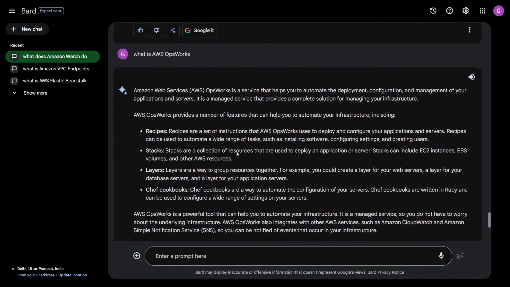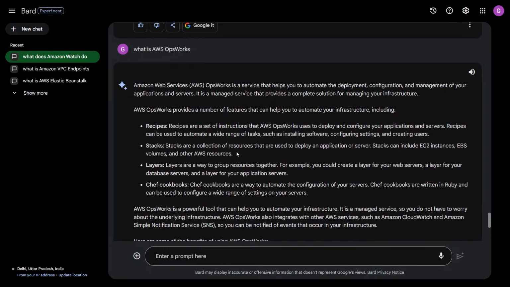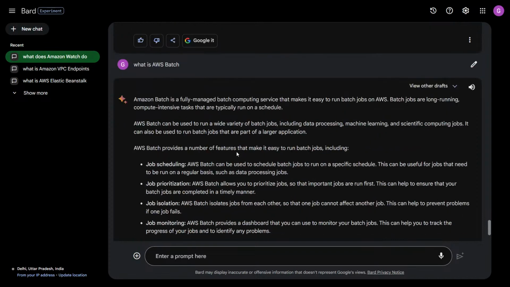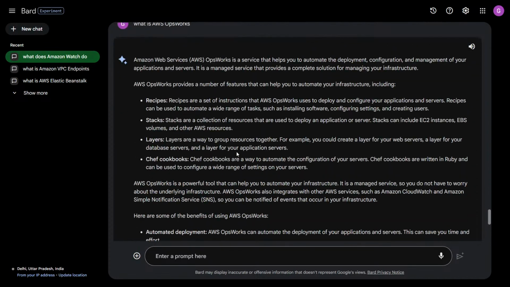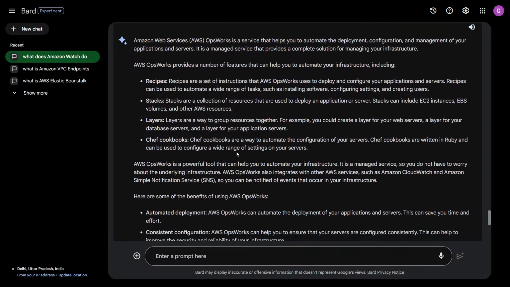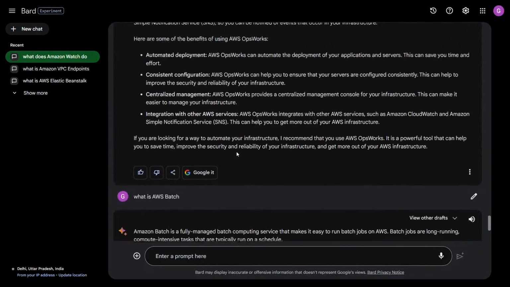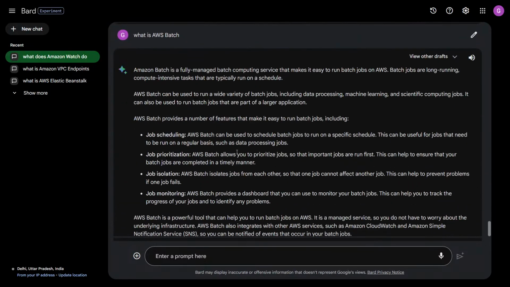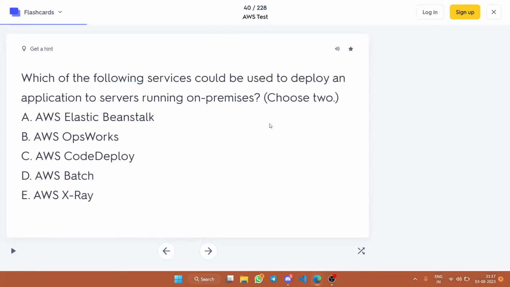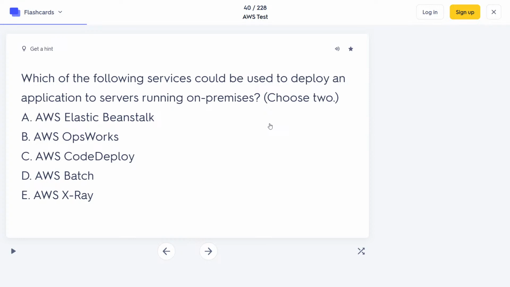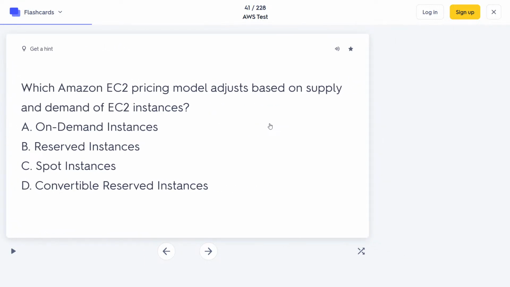Amazon Web Service OpsWorks is a service that helps you automate the deployment, configuration, and management of your things. It has various features. It is a powerful tool that can help you automate your infrastructure. So pretty much a cool thing which can automate stuff. AWS Batch is a fully managed batch computing service. Okay, that kind of makes sense. I'm not perfectly sure what all of that means, but I have a rough idea now.